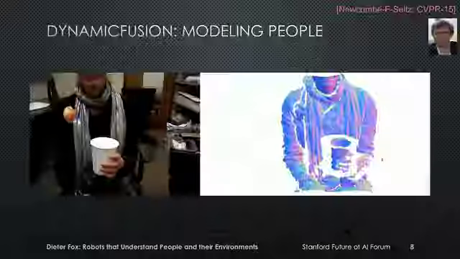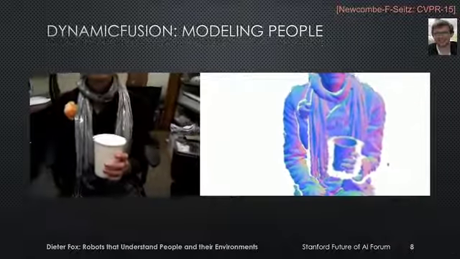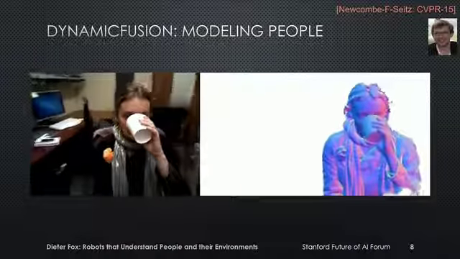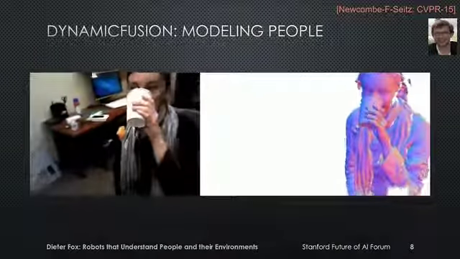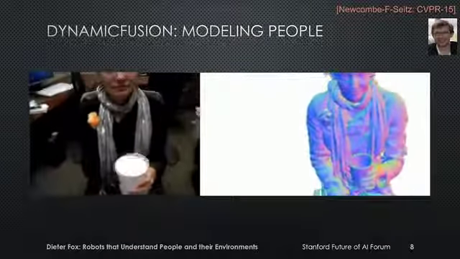The problem with humans is, of course, they don't stand still, which means you cannot assume that they are just like a rigid environment. So we had to develop some techniques that enable us to build 3D models of people as they are moving. Okay, as you can see here, on the right-hand side is a 3D model that we can build in real time as the camera is moving around the person and the person is moving herself.